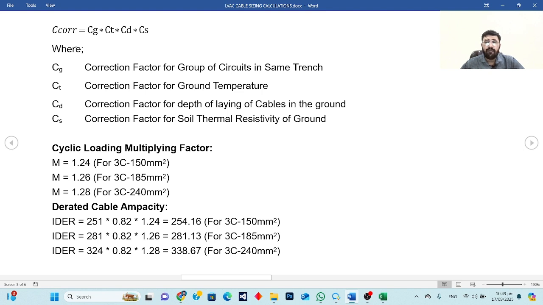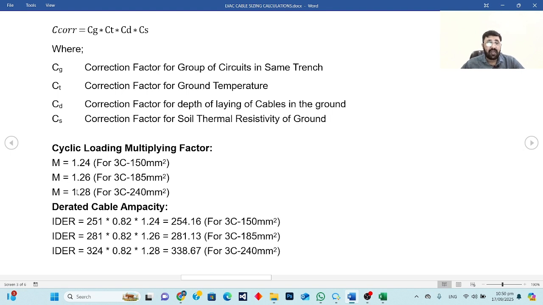And then how we will calculate the derating correction factors. First is the correction factor for the grouping of circuits in the same branch. How many circuits, we check from the IEC standard. I will show how we will check. And the temperature factors. And the other one is the depth of laying the cable in the ground, and the soil thermal resistivity value.